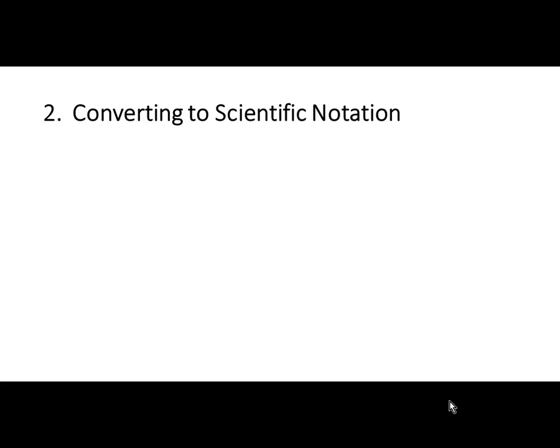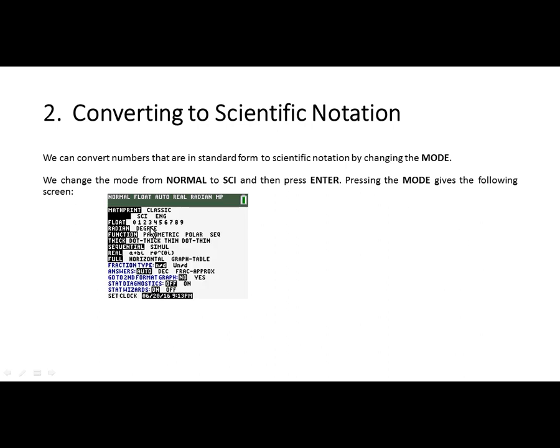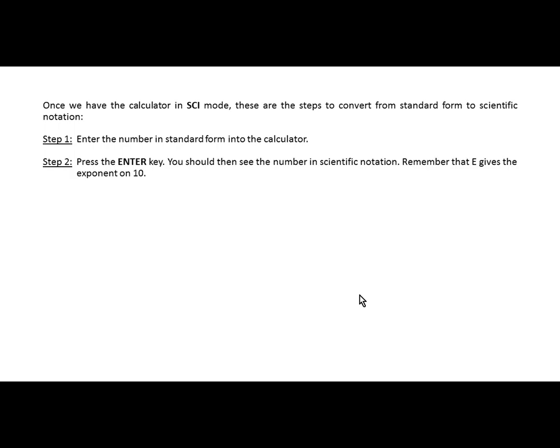So, converting to scientific notation. We can convert numbers that are in standard form to scientific notation by changing the mode. We change the mode from normal to SCI, which stands for scientific notation, then press enter. Pressing the mode key gives you this screen, and right there is SCI. What's highlighted is normal. So then we navigate to SCI and press enter. Once we have the calculator in scientific mode, these are the steps to convert from standard to scientific: enter the number in standard form into the calculator, then press enter. You should see the number in scientific notation. Remember, the E gives the exponent on 10.